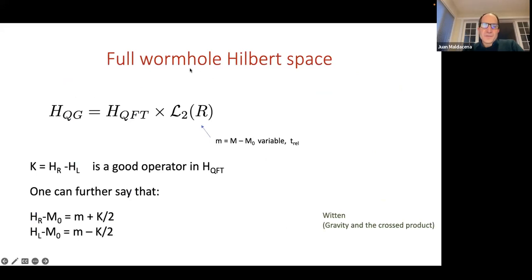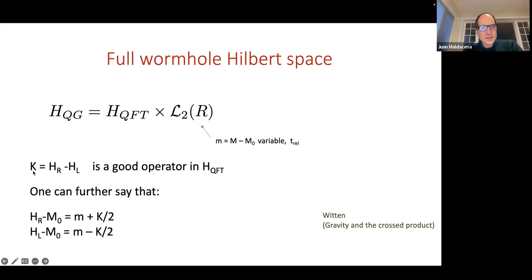Now, the full wormhole Hilbert space contains an L2 of R, so quantum mechanics of one degree of freedom and its conjugate momentum. That is associated to the gravitational part, and then we have quantum fields in the fixed wormhole geometry. If we have a higher dimensional theory, we'll include small fluctuations of the graviton, fluctuations that do not change the mass, within this quantum field theory discussion.